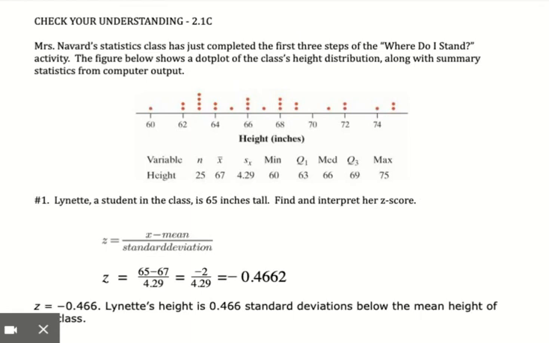Yo, Mr. Boyle here. And this next section, this is 2.1. This is Check Your Understanding Part C. And this one deals directly with something called your Z-score.